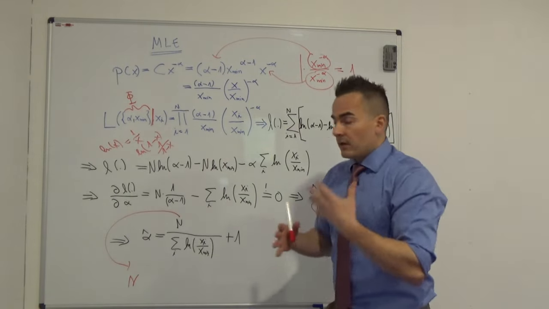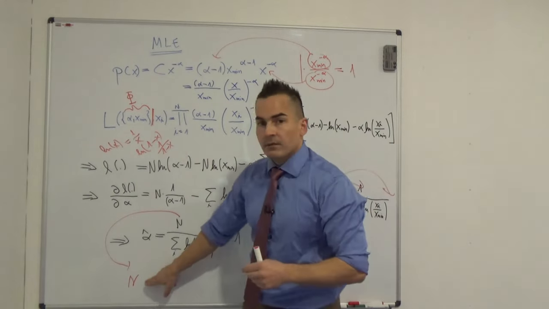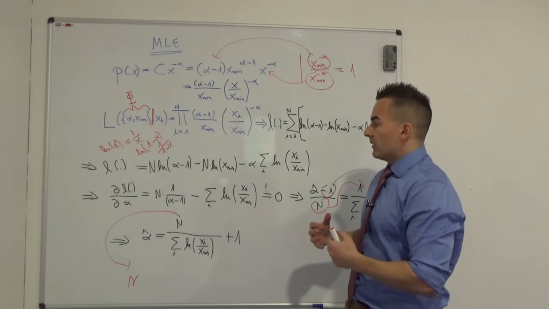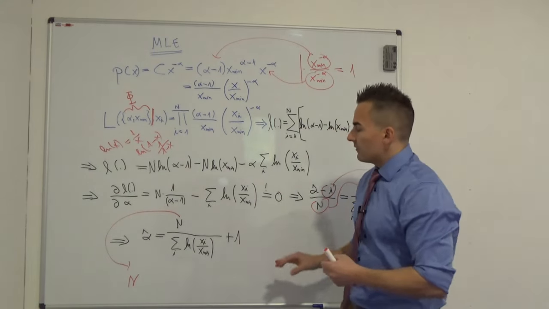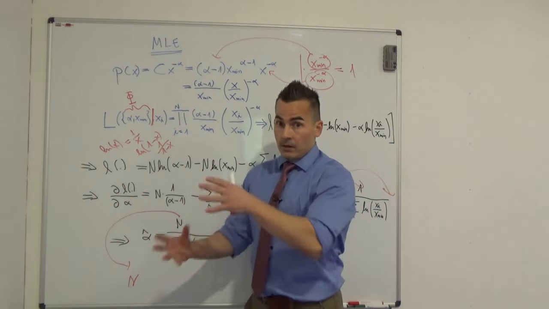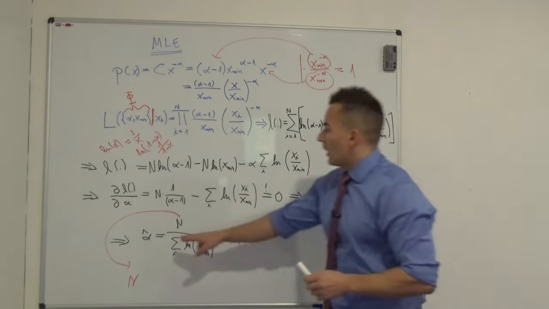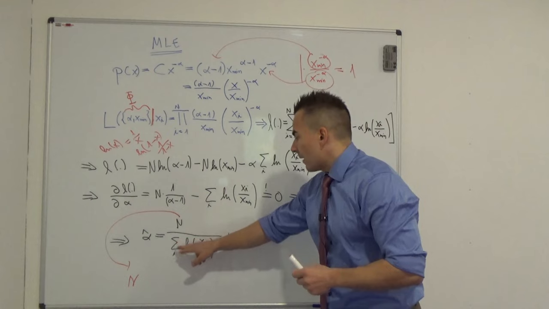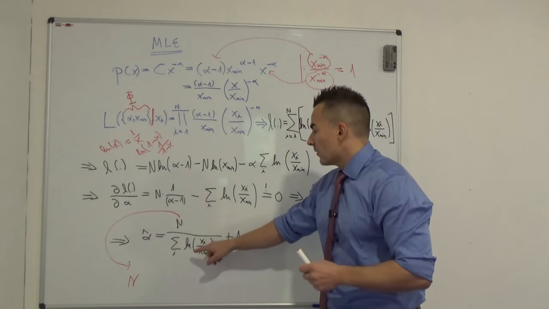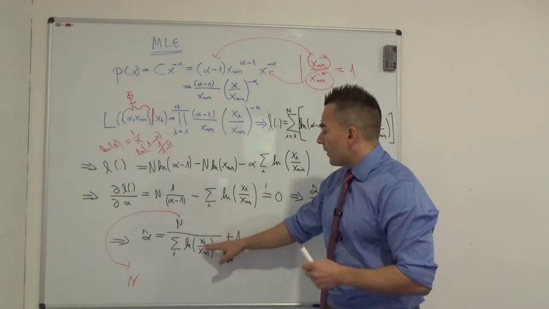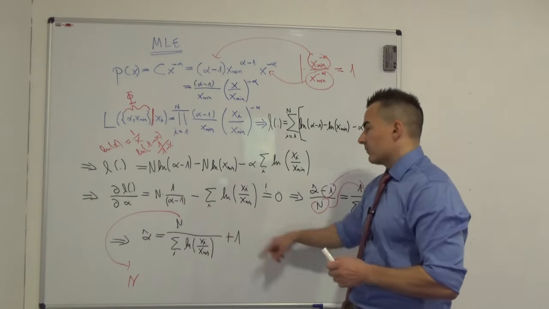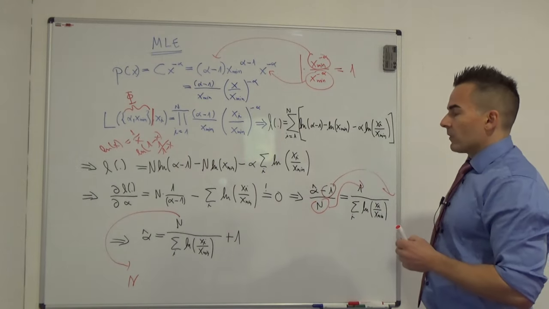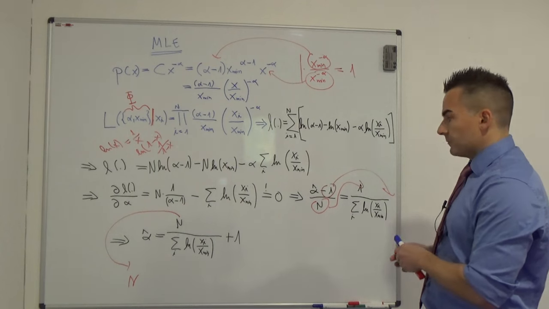And if we have capital T observations in our sample, this number is different. If we have just 30% of our sample that is governed by a power law process, then our capital N is smaller than capital T. So our point estimator alpha hat is equal to capital N over what? Over the sum from i equals 1 to capital N of the natural logarithm of x_i over x minimum value, plus 1. So that is our maximum likelihood estimator for our power law function.